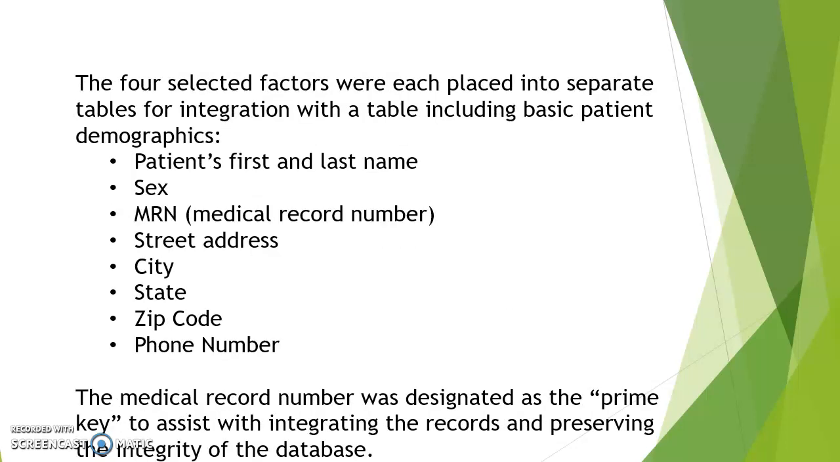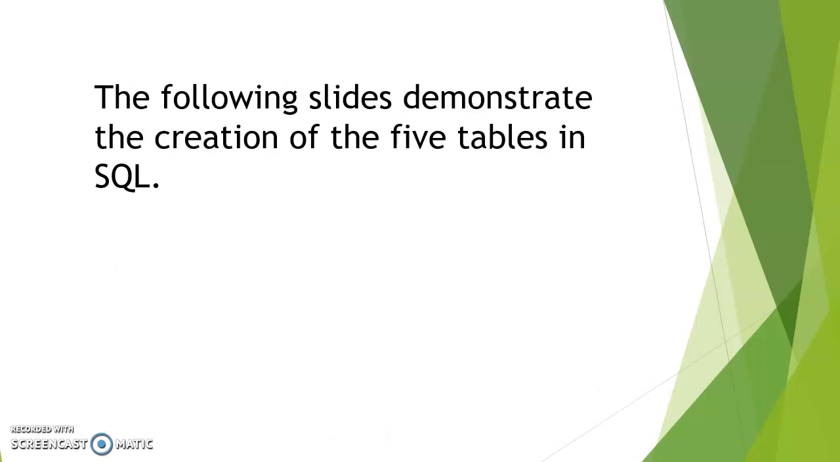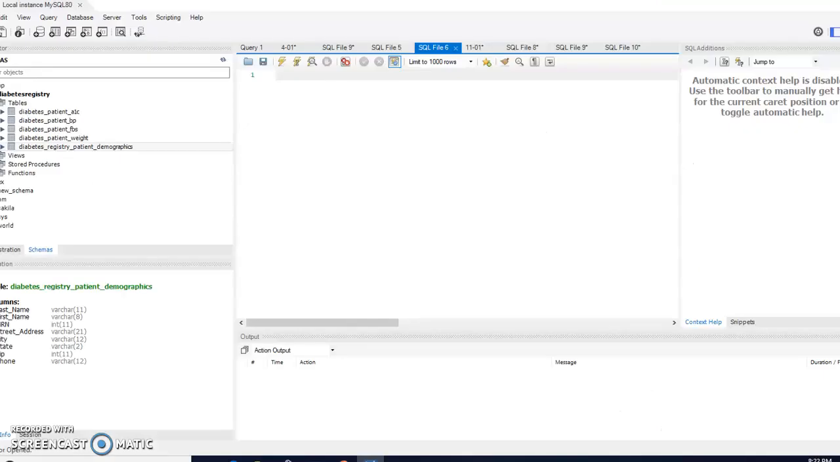The four selected factors were each placed into separate tables for integration with the table including basic patient demographics. This week, the patient's sex was added to that original table of information in order to allow for integration and selection of data this week. The medical record number was designated as the primary key to assist with integrating the records and preserving the integrity of the database. The following slides demonstrate the creation of the 5 tables in SQL.